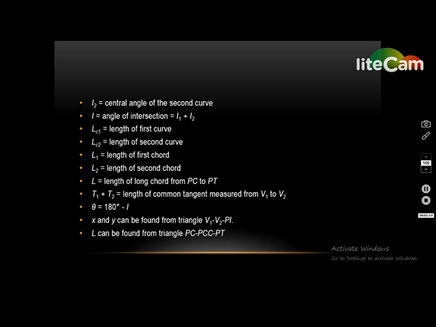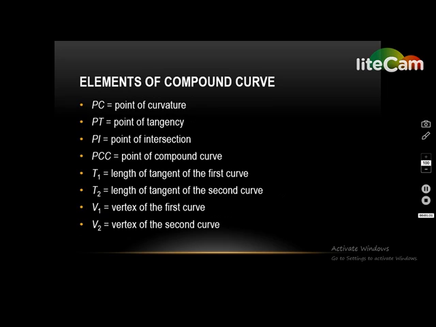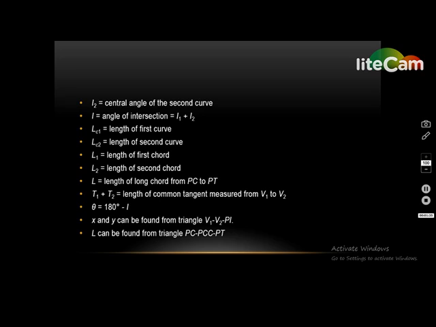LC1 equals the length of the first curve, LC2 the length of the second curve, L1 the length of the first chord, L2 the length of the second chord, and L the length of the long chord from PC to PT, that's point of curvature to point of tangent. T1 plus T2 is the length of the common tangent measured from V1 to V2, as V1 and V2 are the vertices of the first and second curves. Theta equals 180 degrees minus I. X and Y can be found from the triangle V1-V2-PI. L can be found from the triangle PC-PCC-PT, that is point of curvature, point of compound curvature, point of tangent.